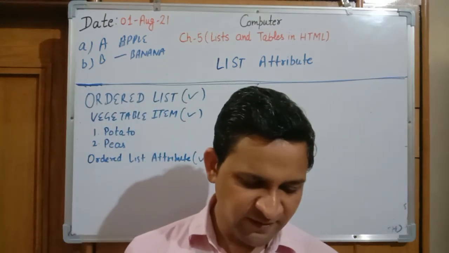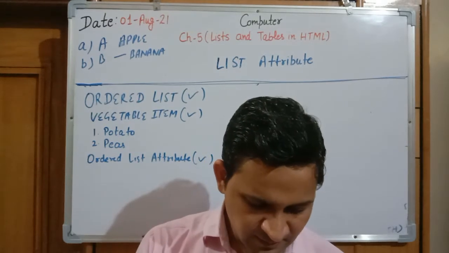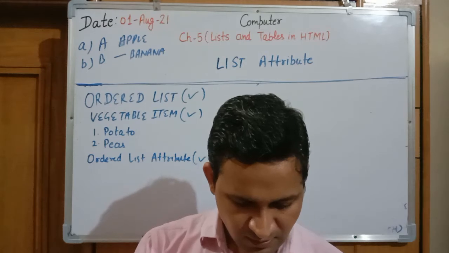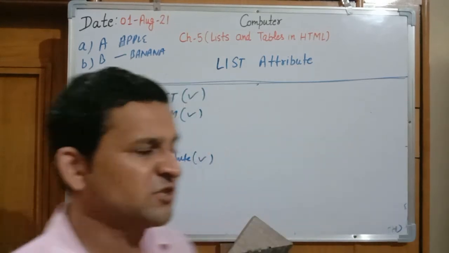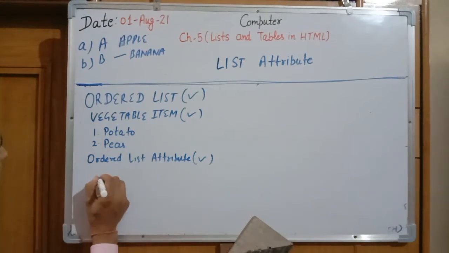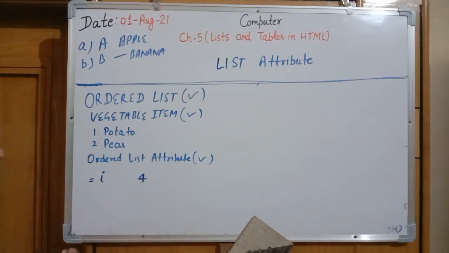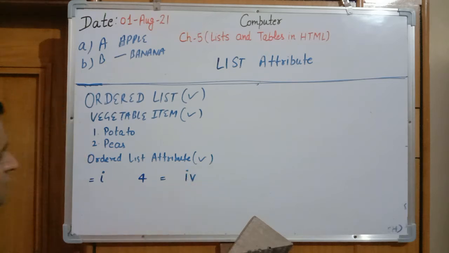After the H3 heading, what have they written? OL type equal to, it is written, that is type Roman form. It is written in Roman form, and the start position is 4. It means, tell me one thing, if the type is Roman and the starting position is 4, what will be the fourth value of Roman? It will be equal to this fourth value.